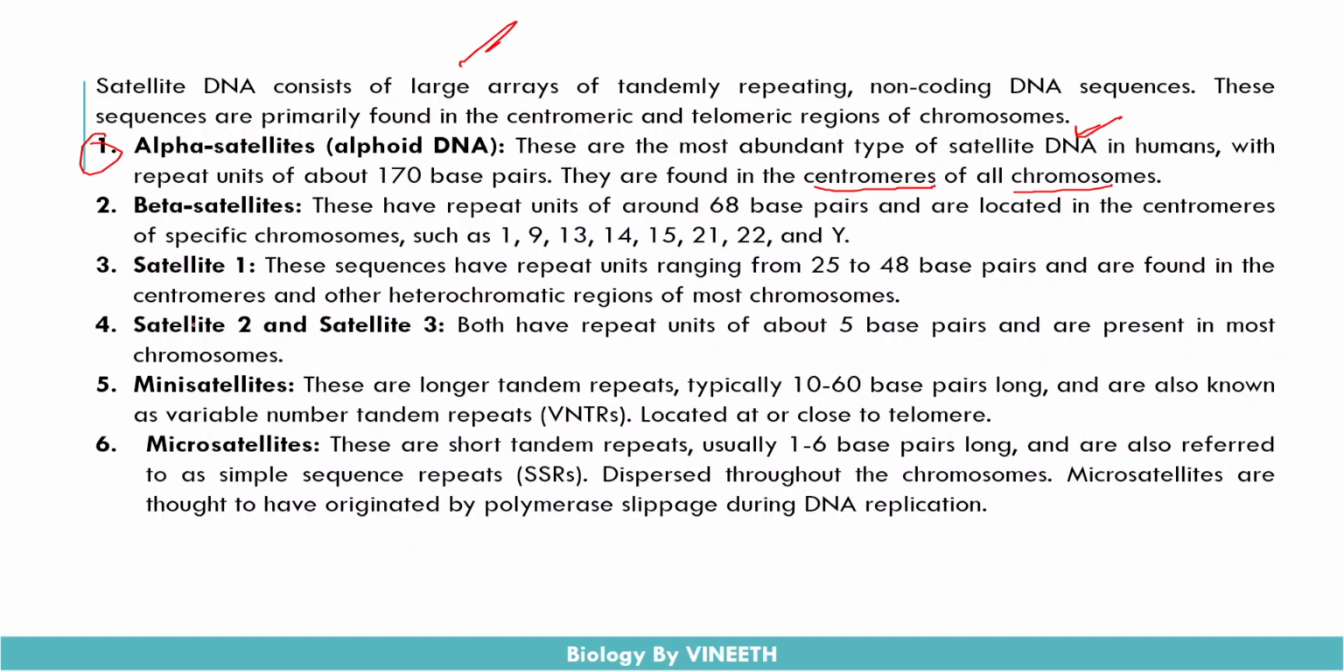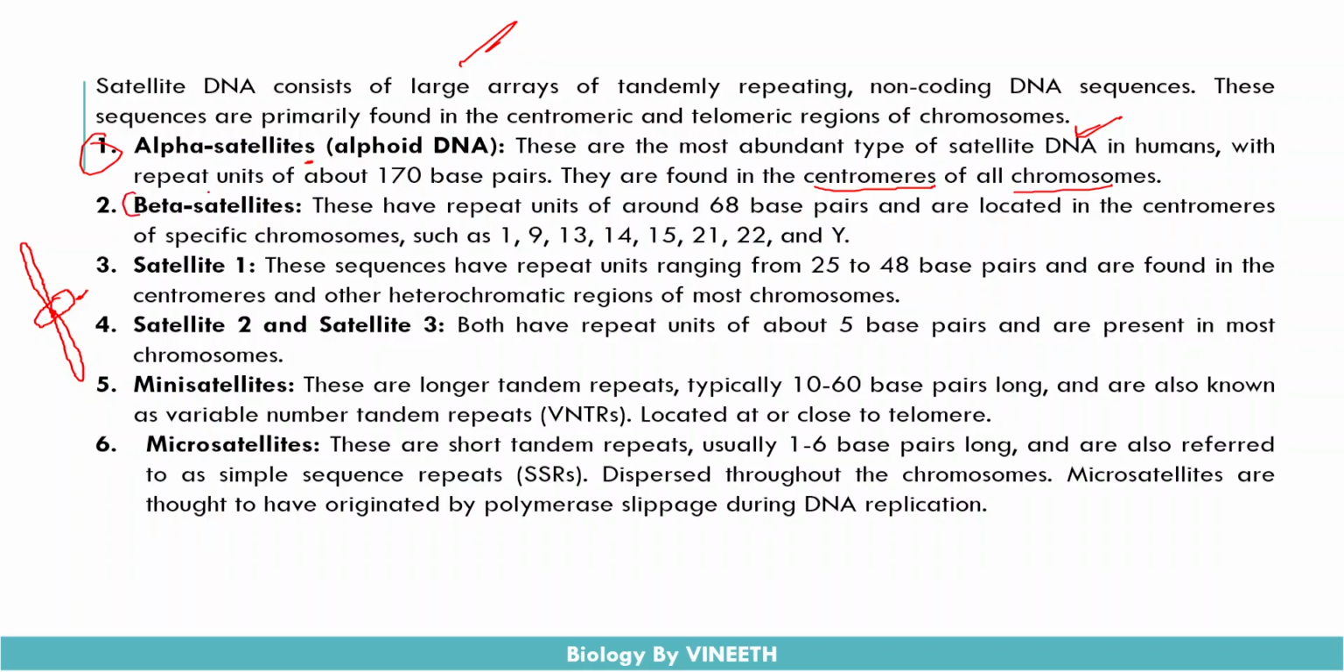If this is the chromosome, this part is regarded as the centromere, and at this region we will see the alpha satellite DNA. Alpha satellite DNA has repeats of about 170 base pairs, repeating tandemly as continuous repeats. The most important points here are the type of tandem repetitive sequence and its location.